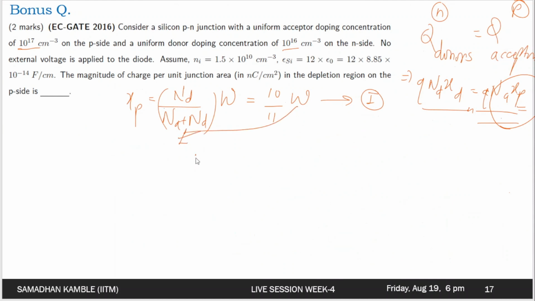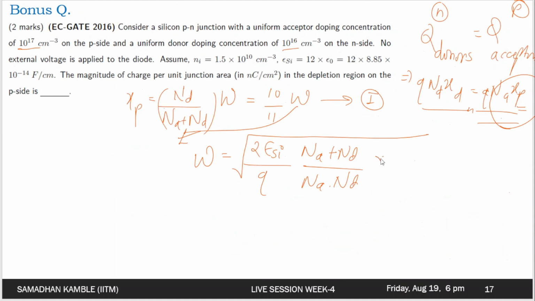We can use the simple relation for W as 2 times epsilon for silicon divided by the charge times Na plus Nd over Na times Nd multiplied by the built-in potential. The built-in potential is, okay, so we can find out this particular value of W if you just substitute all these values.